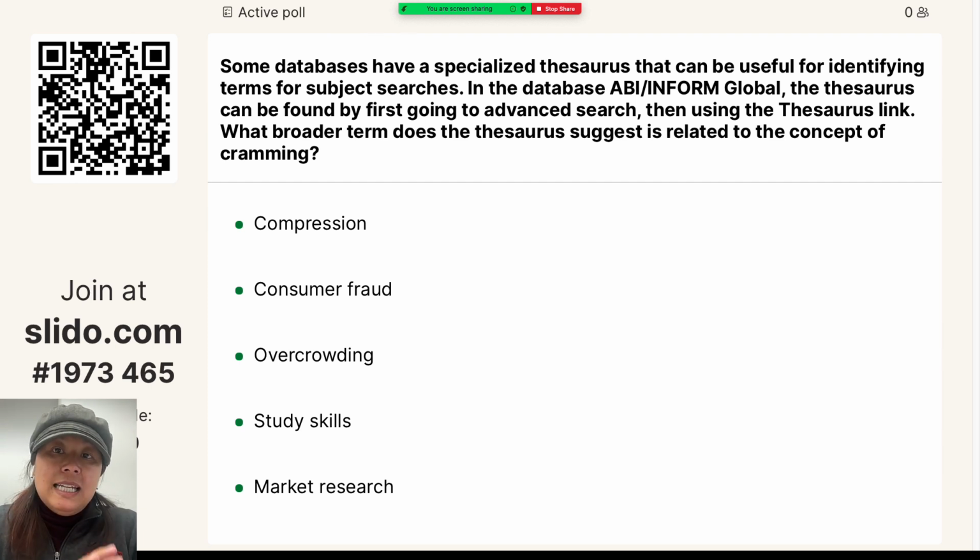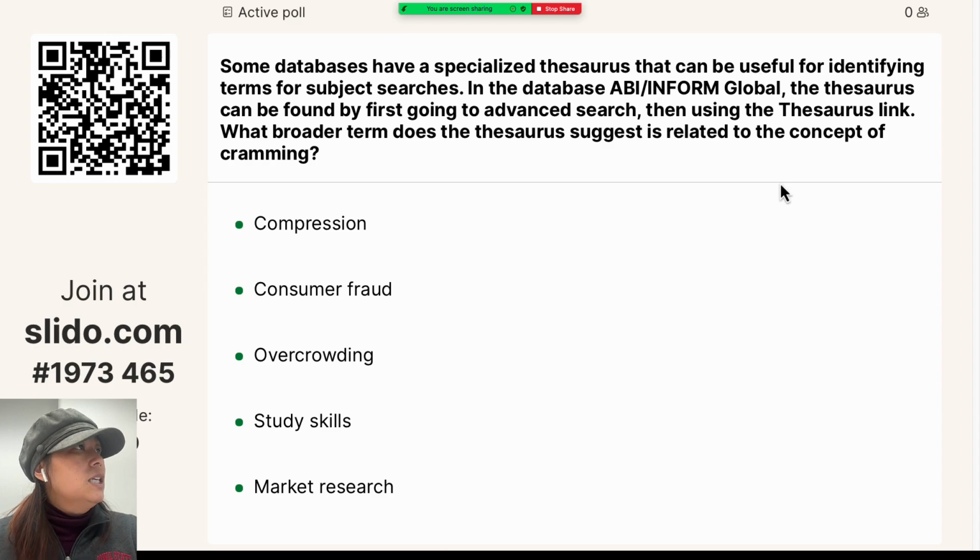All right, you're going to get several examples like this in your quiz, where what we're asking you to do is to open a new tab in your browser and actually go to the actual databases, okay? So it says here in the database ABI Inform Global, the thesaurus can be found by going to Advanced Search and then the thesaurus link. And what does it suggest in the concept of cramming?